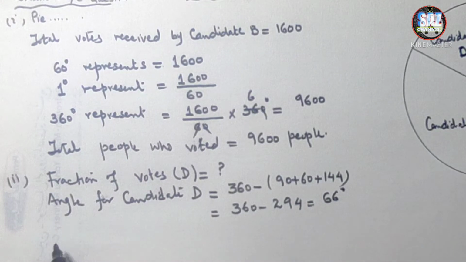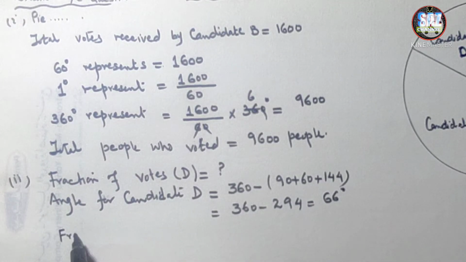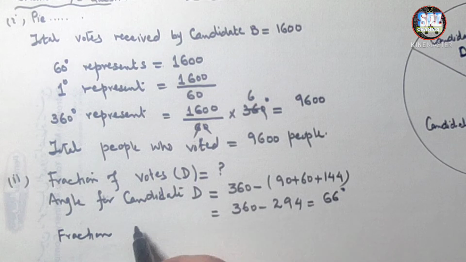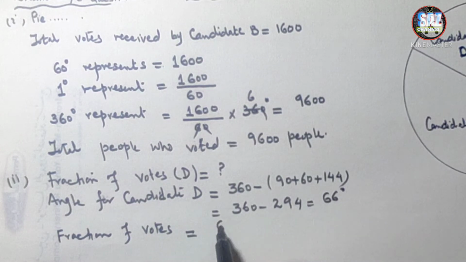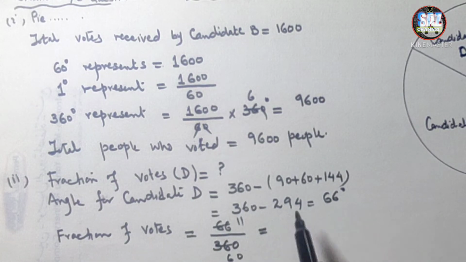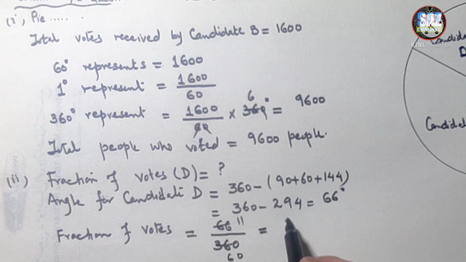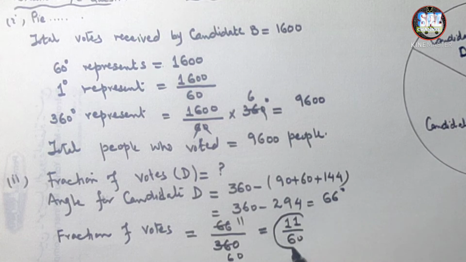This is the angle. Now the required fraction of votes will be equal to the sector angle of candidate D, 66, divided by the total angle, 360. Now 6 elevens are 66 and 6 sixes are 36, so 11 by 60 is the fraction of the votes. 11 by 60. I hope you are really clear about this part.